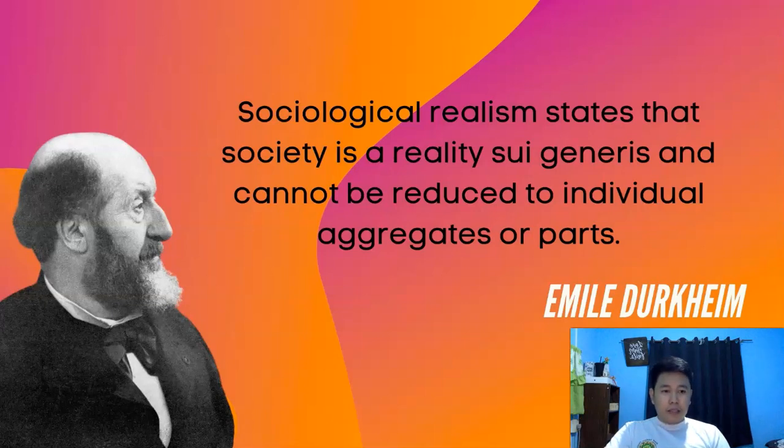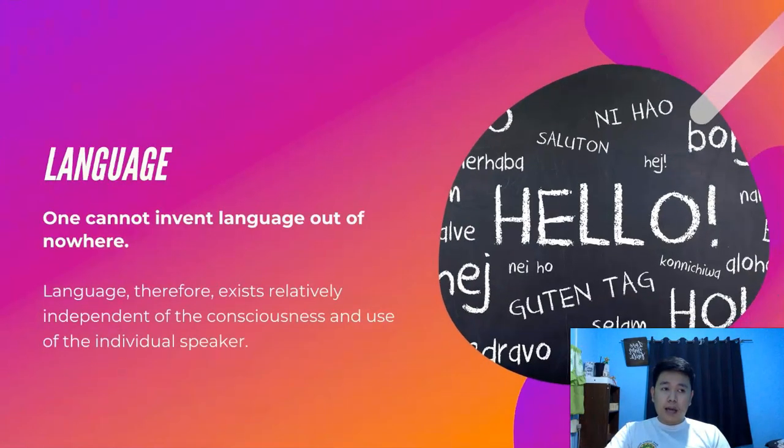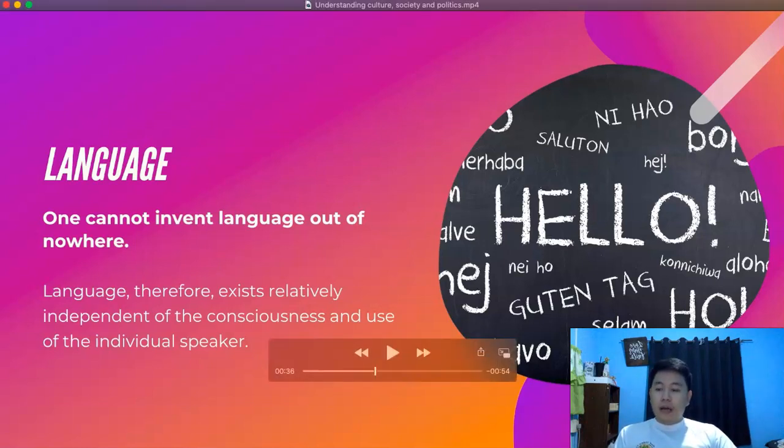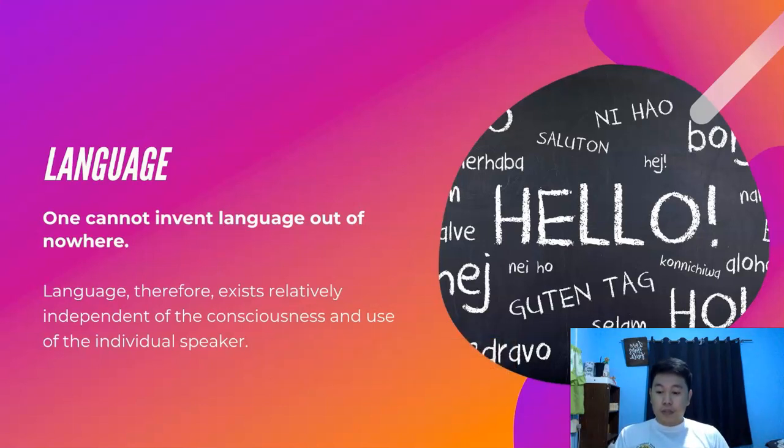Now, let us take, for example, language. According to him, one cannot really invent language out of nowhere, because language exists relatively independent of the consciousness and use of the individual speaker, because one has to use the language system that is already in use in a particular society when the individual is born.